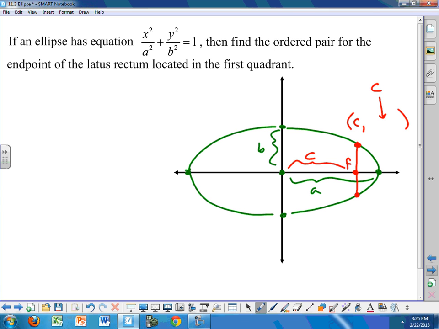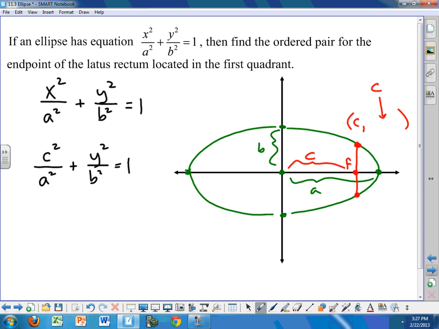If the equation is x squared over a squared plus y squared over b squared equals 1, then really all we're doing is plugging a c in for x, so that would be c squared over a squared plus y squared over b squared equals 1. And we're solving for y. So in this case, I'm going to multiply through by a squared b squared. And I get this: c squared b squared plus a squared y squared equals a squared b squared.